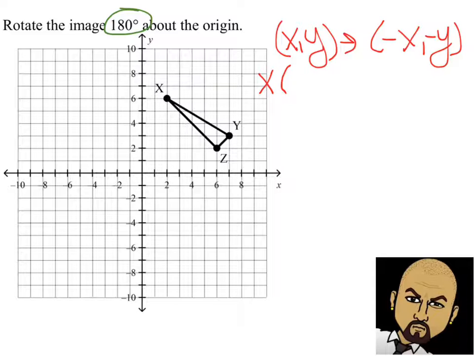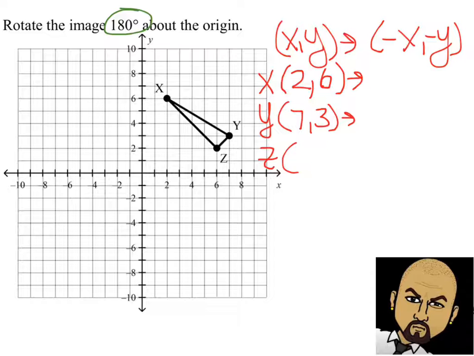Next thing we got to do is figure out each ordered pair. And we should already know how to do this. So just a quick review. Our x value is going to be positive 2 because we're going to the right. And then we're going to go up 6. So our x coordinate is the ordered pair 2, 6. And now let's go ahead and figure out the next ordered pair, which is y, which is going to be the ordered pair 7, 3, and z, for the sake of time, is 6, 2.